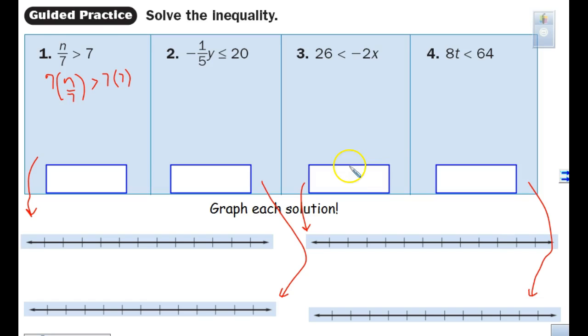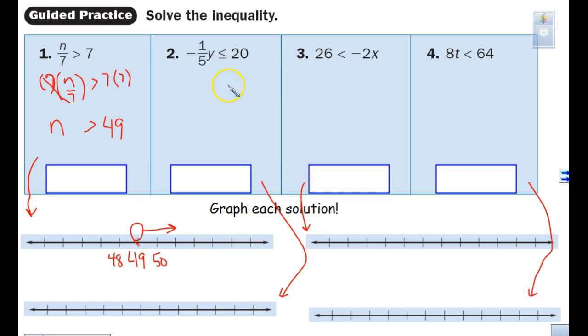In that first one, the opposite of dividing by 7, we said we're multiplying, so we showed this times 7 on both sides. 7 times 7 gives us 49. The 7s cancel, and our answer is n is greater than 49. So when I look at my number line here, I should have 49, maybe 50, and 48, just so that you know which way is positive and negative. Open or closed at 49? Open. Arrow going to the right.